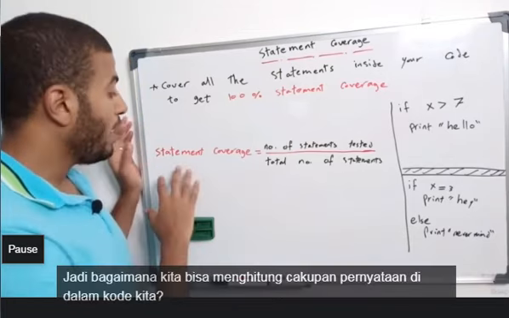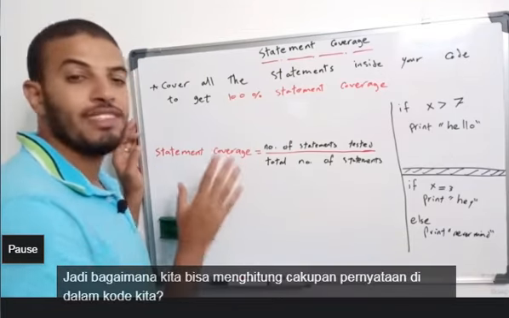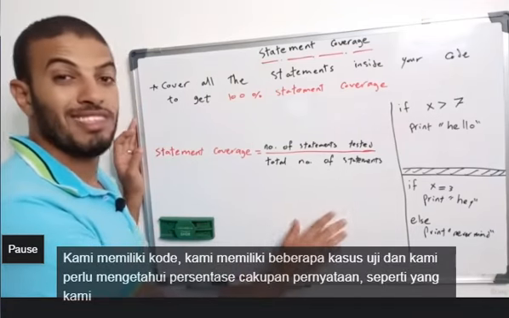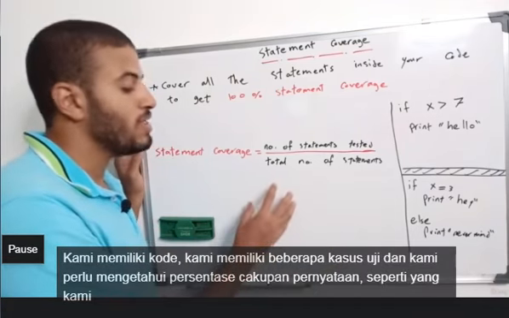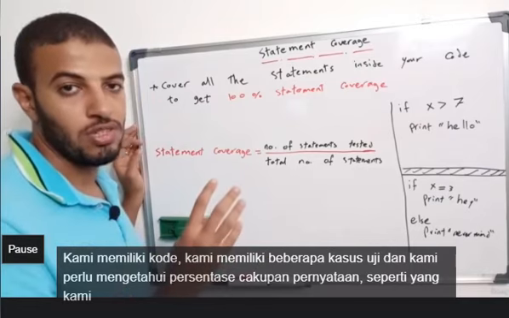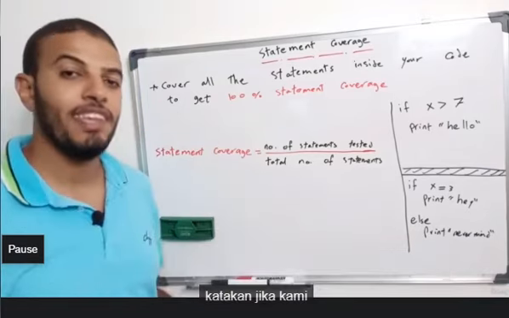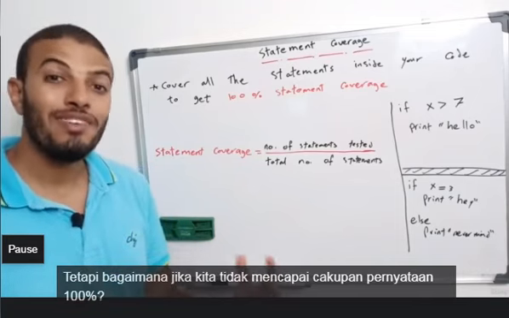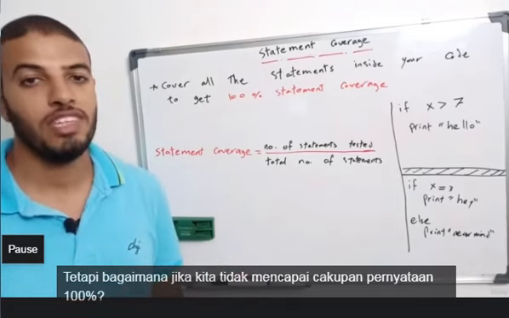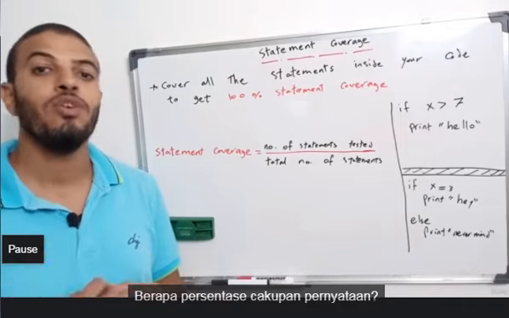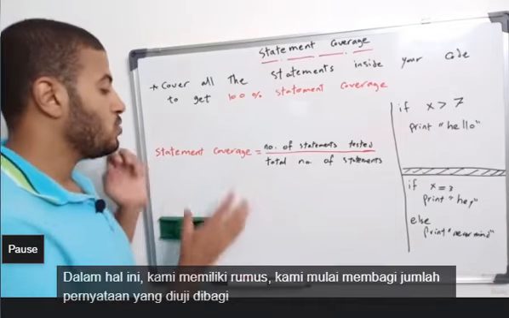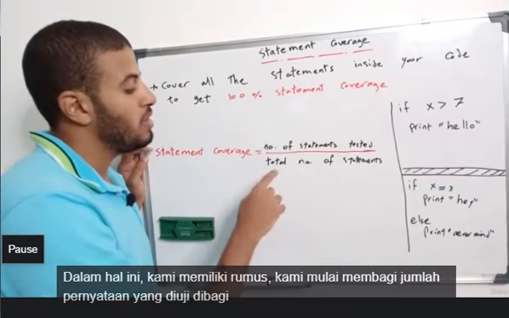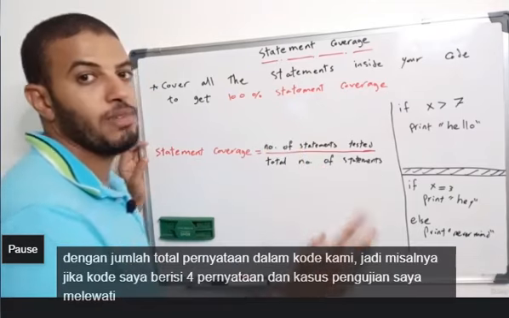Okay, so how can we calculate the statement coverage inside our code? We have the code, we have some test cases, and we need to know the percentage of statement coverage. Like we said, if we cover all the statements, this is called 100% statement coverage. But what if we didn't achieve 100% statement coverage? What is the percentage of statement coverage? In this case, we have a formula. We divide the number of statements tested by the total number of statements in our code.